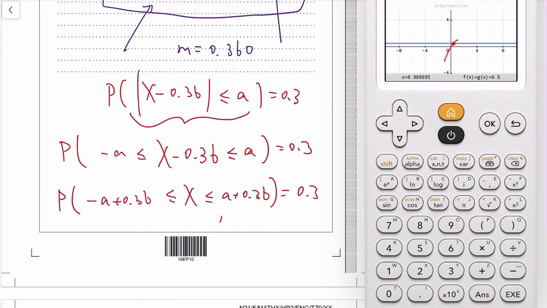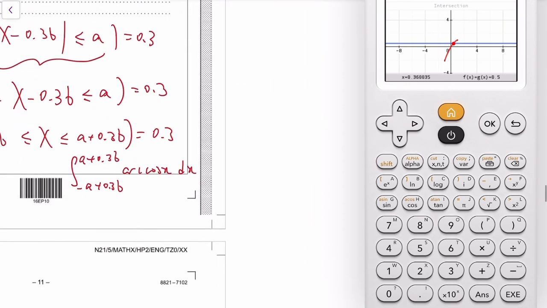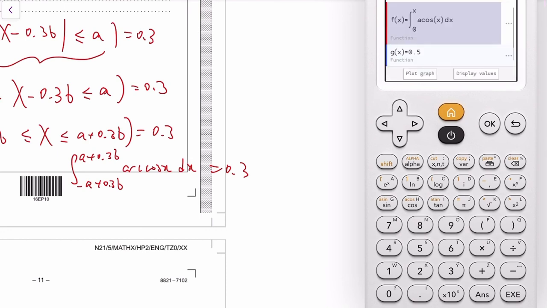That probability will simply be the integral of the PDF, which is arc cosine again, and you need this probability to be 0.3. Again, this should be something your GDC can handle. So go back to here. We'll change the limits into minus x plus 0.36 and x plus 0.36.